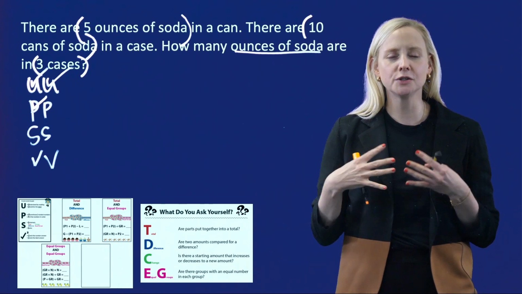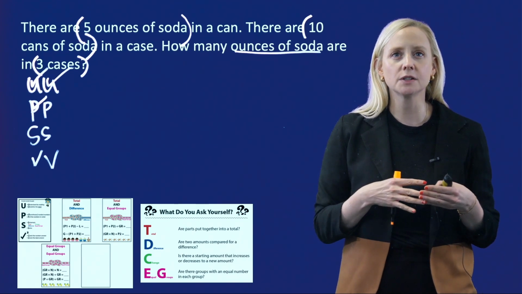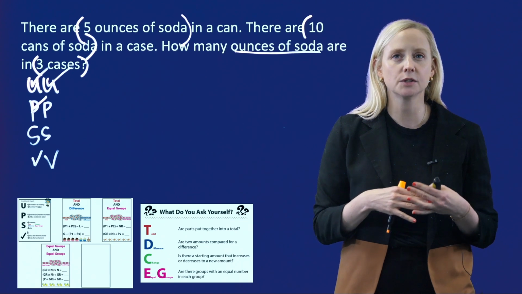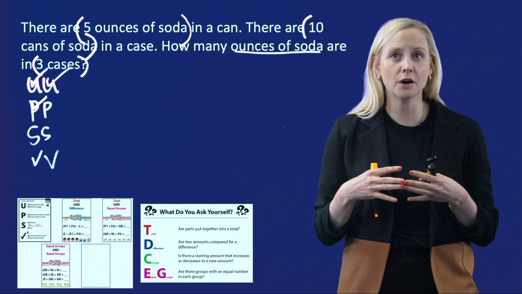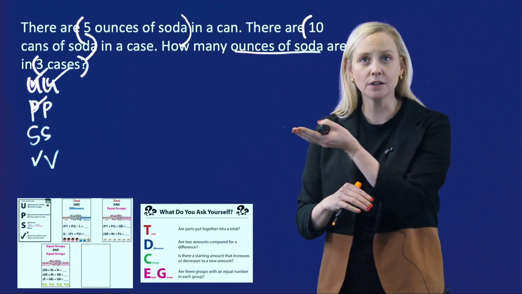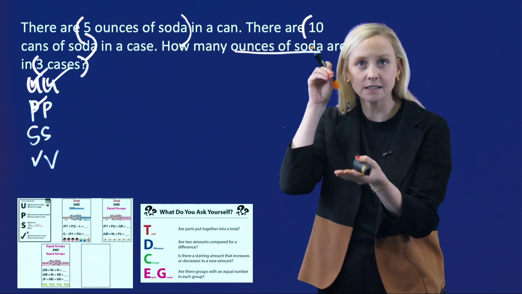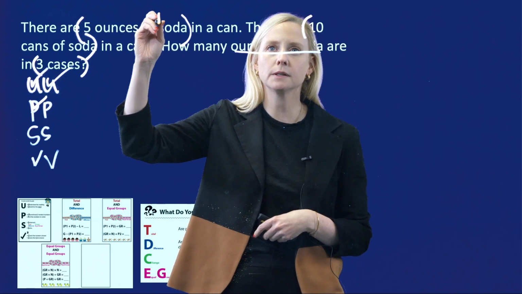So let's read our first 2 sentences so we can get an idea of what's happening. It says there are 5 ounces of soda in a can. There are 10 cans of soda in a case. So here I need to figure out how many ounces of soda are in 10 cans. Because I'm dealing with 10 cans of soda and 5 ounces in each of those cans, I'm going to put a 1 above those 2 numbers.